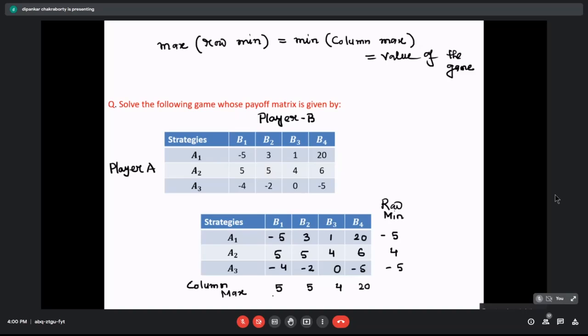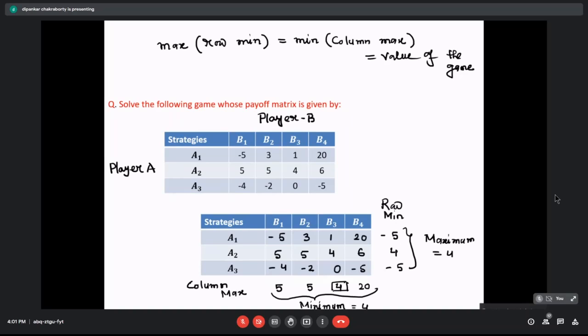Next, what we are going to do? We are going to find out the minimum of that. What is the minimum? Minimum is 4. This point, right? This is your minimum. And what is the maximum here? What is the maximum? Here the maximum is also 4.